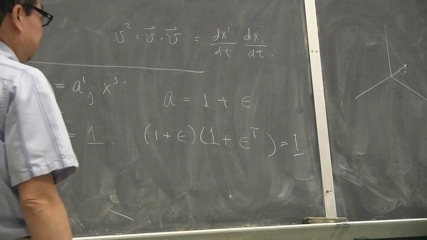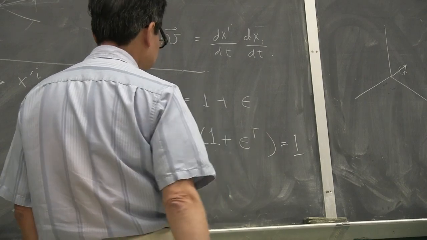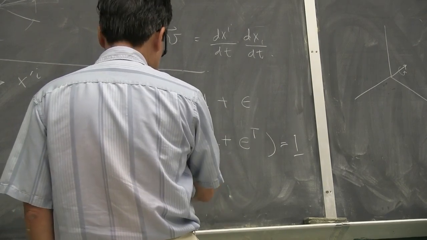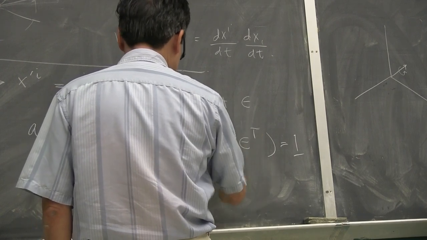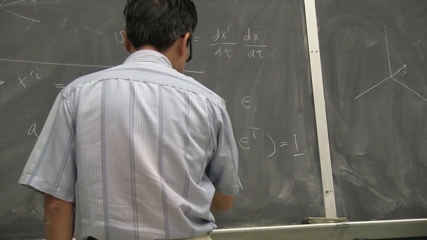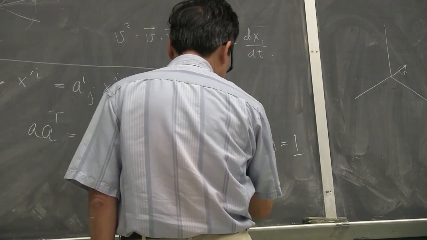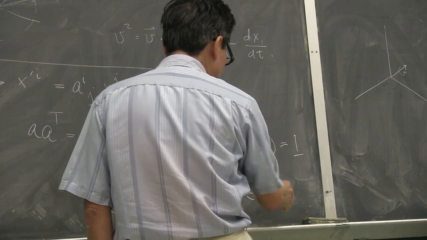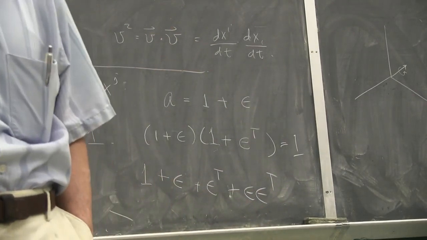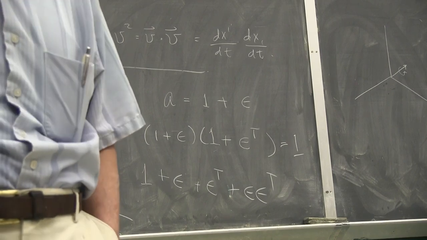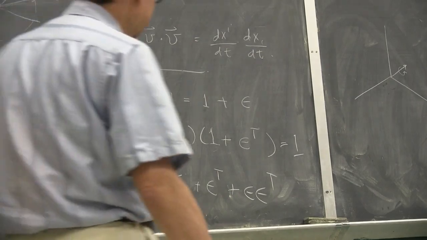I'll actually do some algebra, right? 1 times 1, identity times identity is identity. Epsilon times 1 is what? Epsilon. 1 times epsilon transpose is epsilon transpose. And then finally I have what? Epsilon times epsilon transpose. I don't know what that is. Epsilon transpose is not equal to epsilon inverse, because epsilon itself is not a rotation matrix. It's only part of a rotation matrix, right? So I don't know what that is yet.